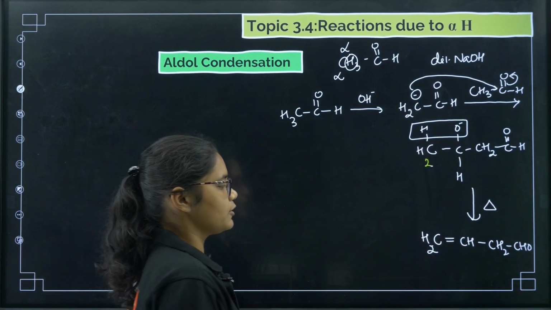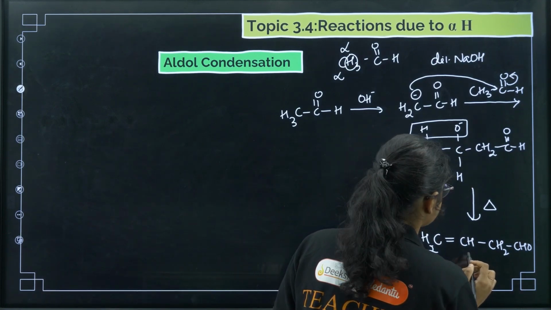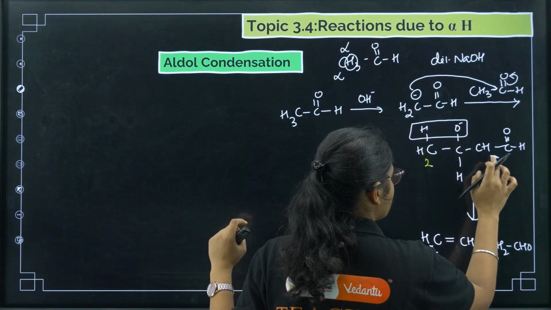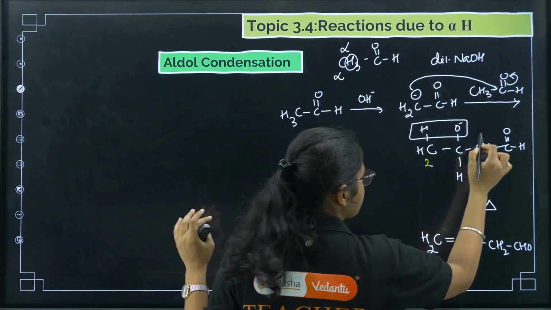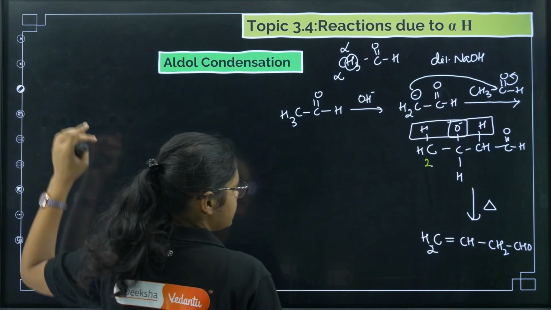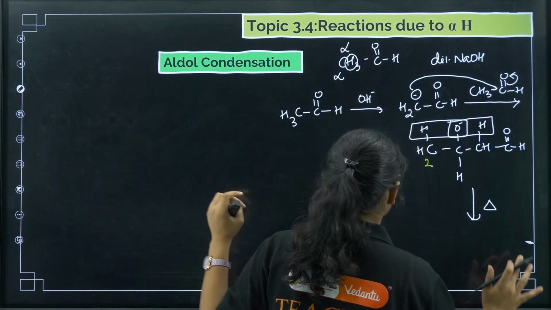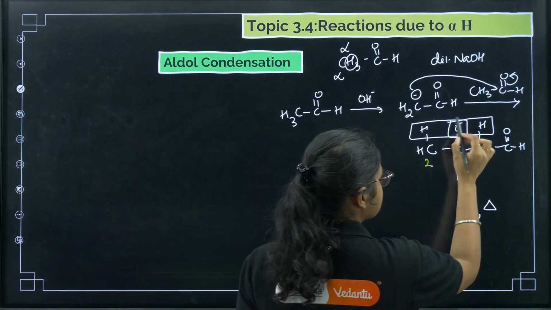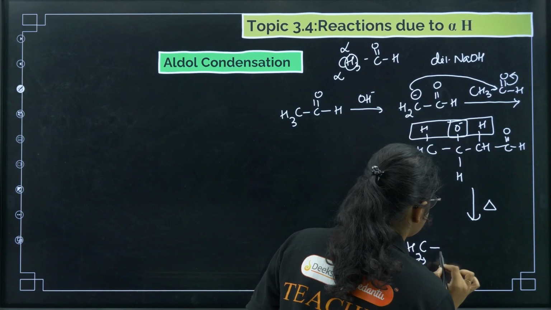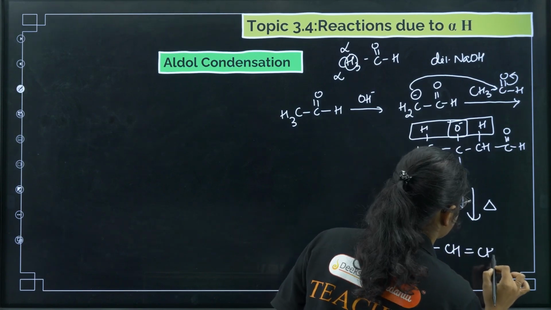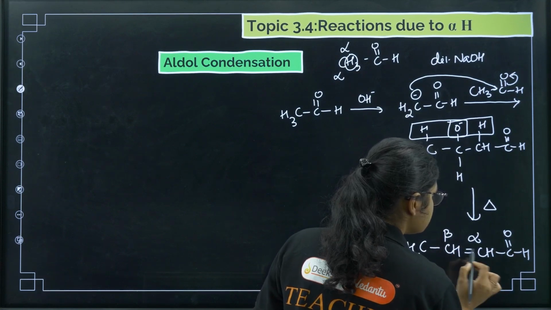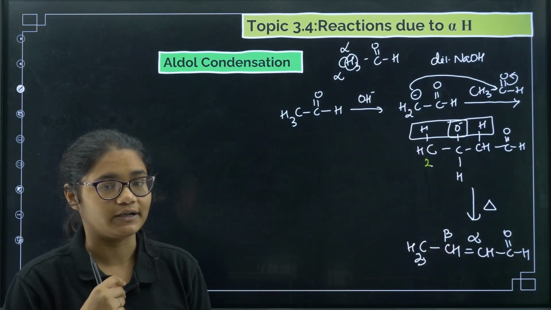Sorry, one second, there are two possibilities, right? Here also there is one H, so there can be a removal of OH from either of these two, but we have to follow the Saytzeff rule here. If the Saytzeff rule is followed, then this OH will be removed and we'll get a double bond here. So I'll get CH3 CH double bond CH, and then I'll get COH, right? Now this is alpha and this is beta, so this compound is called an alpha beta unsaturated aldehyde.